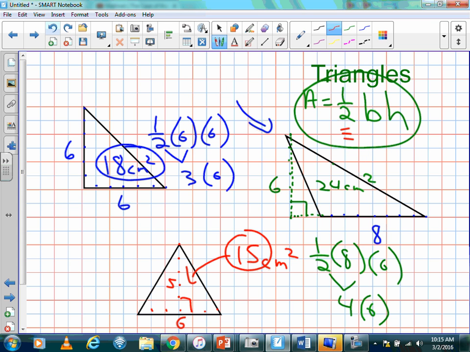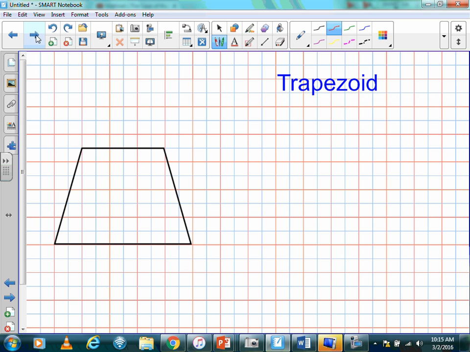And now, last but not least, this is a trapezoid. Now, a trapezoid has one pair of parallel lines. And we call this base 1 and base 2. Or vice versa. That could be base 2, that could be base 1. Okay? So the bases are the parallel lines. And there's a formula for it. So I'm going to give you the formula.